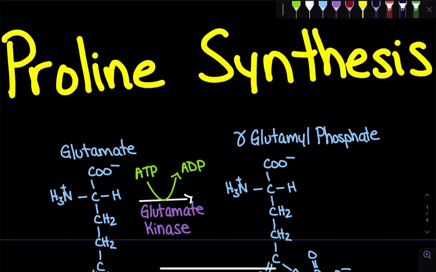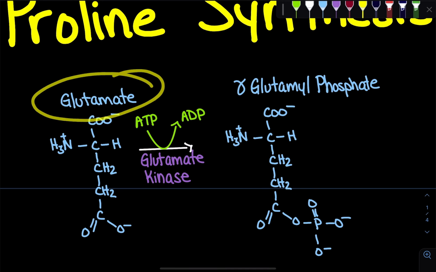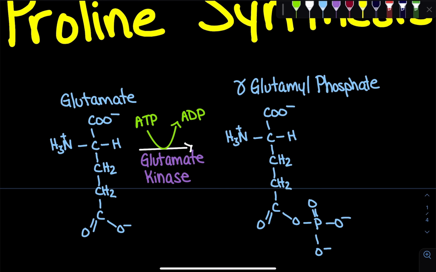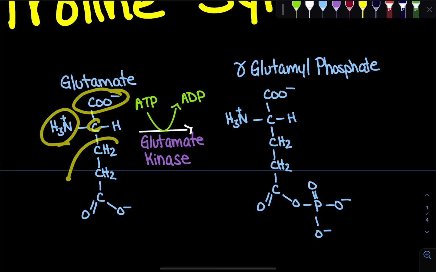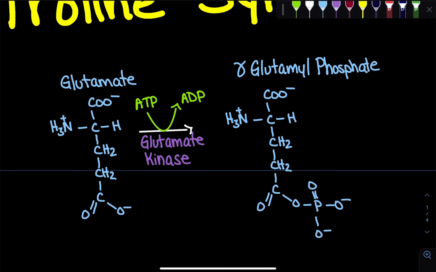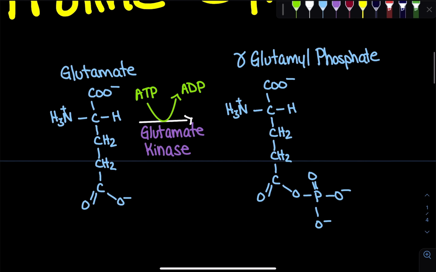Now, here we're going to start off with glutamate, and this is the structure of glutamate. It's an amino acid. So we're going from one amino acid and we're trying to make a different amino acid, in this case proline. So remember, glutamate has this alpha carbon, the carboxyl group, the amino group, and that R group. In this case, we have 3 carbons and that carboxylate group at the end. In the first step, we want to phosphorylate. We want to phosphorylate this oxygen right over here.